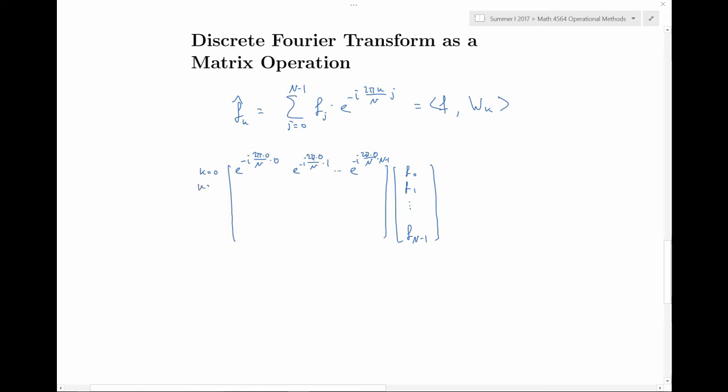Well, the next row will have k equals 1, so we'll have e to the minus i 2 pi times 1 over n times 0, e to the minus i, then I have 2 pi times 1 over n times 1 for j being 1, all the way to e to the minus i 2 pi 1 over n times n minus 1. And I keep populating the rows, and as you can see, this is exactly the matrix multiplication.